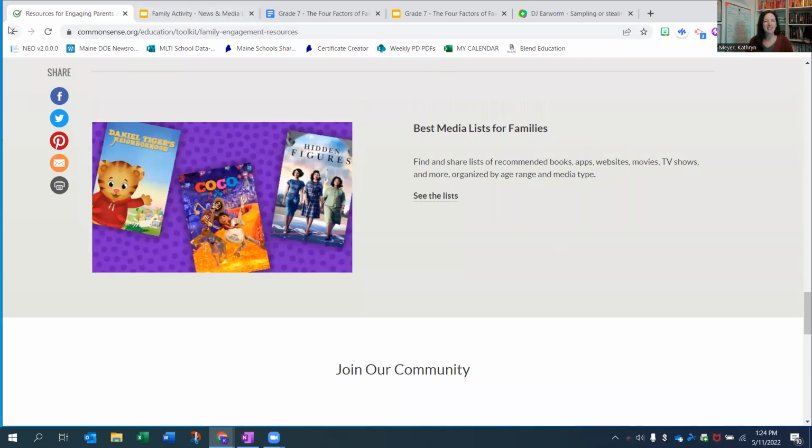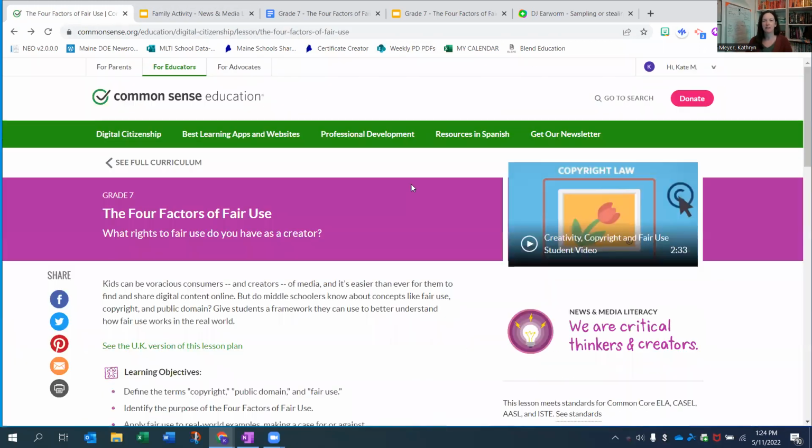So that is the lesson for the seventh grade on the four factors of fair use and maybe a couple of different ways to break it up or mix it up with Flipgrid. If you have any questions about how we might go about teaching this lesson, or you want to talk more about teaching this lesson and this topic, please do reach out to us.